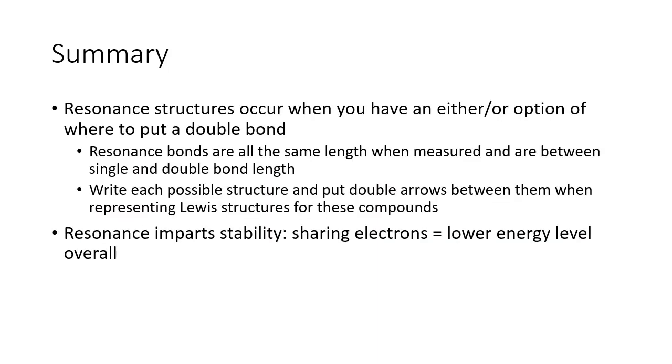To summarize, resonance structures occur when you have an either-or option of where to put a double bond. Resonance bonds are all the same length when measured and are between the length of a single and double bond. We write each possible structure and put double arrows between them to represent the Lewis structures for these compounds. And finally, resonance imparts stability because sharing the electrons, delocalizing them, means lower energy level overall for the compound.